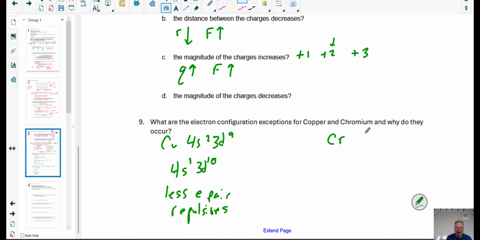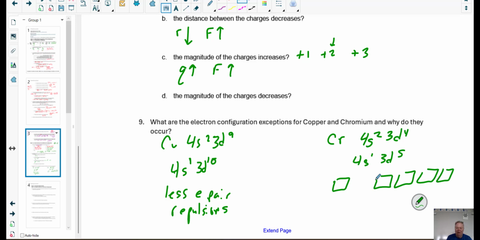Same way for chromium, instead of being 4s2 3d4, it becomes 4s1 3d5, making fewer electron pair repulsions, right? Because once again, if I've got an s and a d, I only have one electron in each, and therefore there are no repulsions in each orbital. Because there are no repulsions, we have a lower energy, more stable configuration.